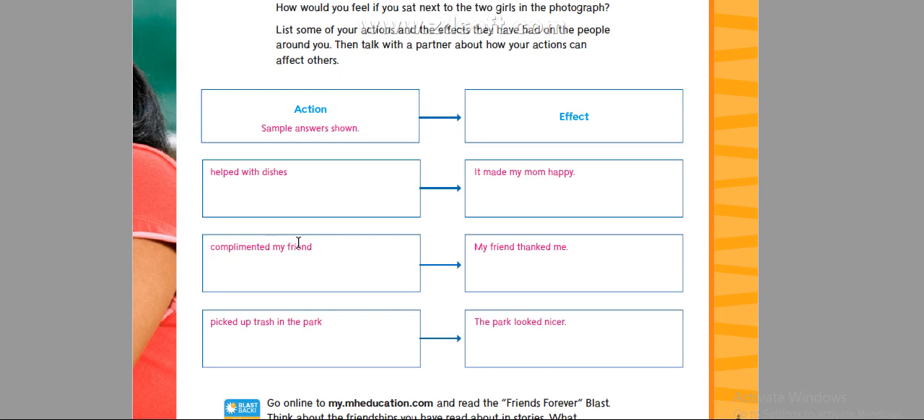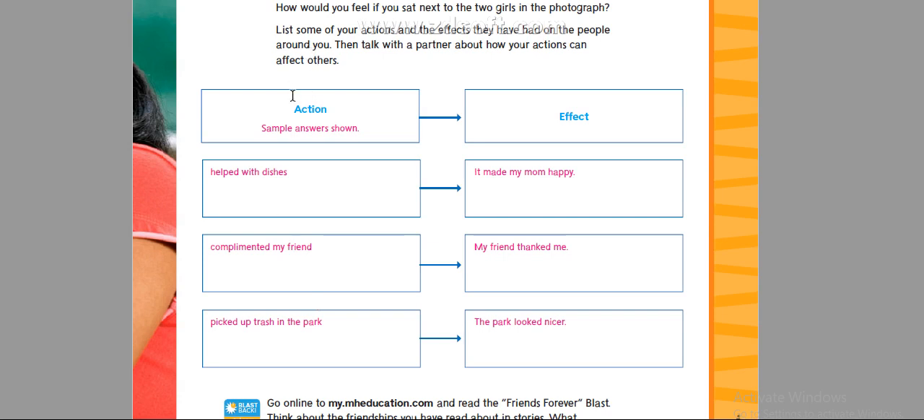If someone compliments his or her friend, what would the effect be? The effect is that my friend will tell me thank you, right? So my friend thanked me. Another example is that I picked up trash in the park. If I pick up the trash in the park, what will happen? Of course, bravo. The park would look nicer, right? The park would look cleaner.